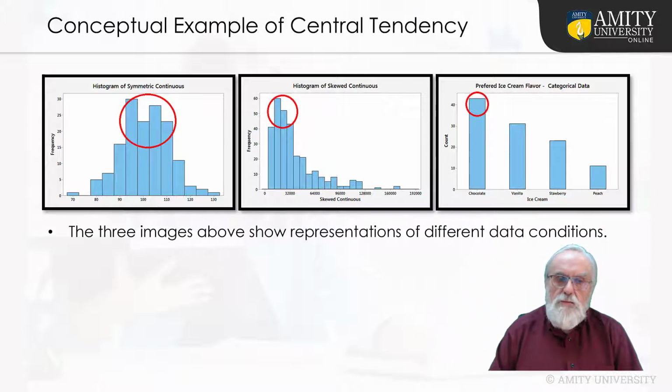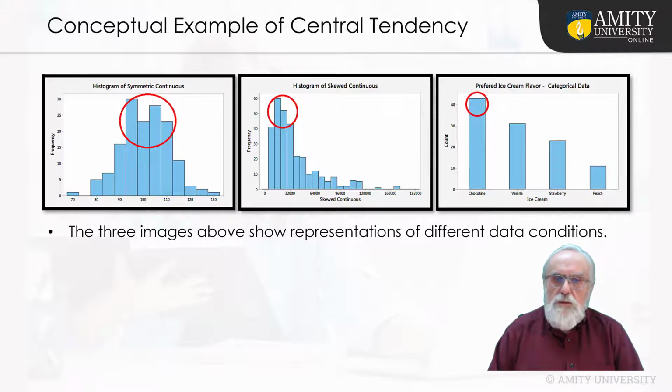The three images above are representations of different data conditions. The image at the top left is a histogram of symmetric continuous data. It makes that familiar bell curve shape that we're all used to. The image in the middle is a histogram of skewed continuous data. As you can see, there are outliers out to the right in the 16,000 to somewhere around the 96,000 area. These outliers pull the mean towards the right.